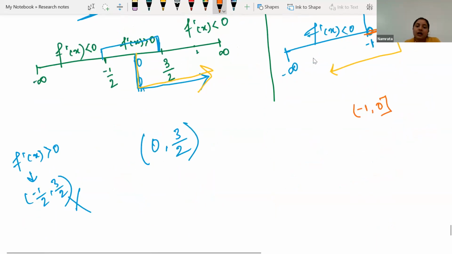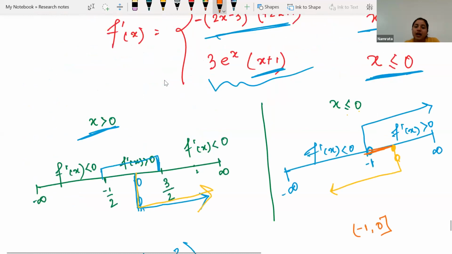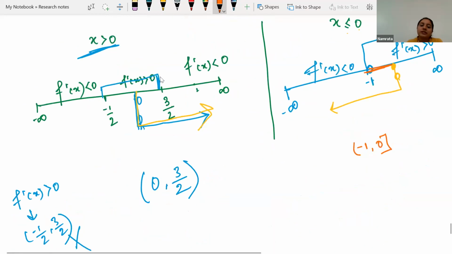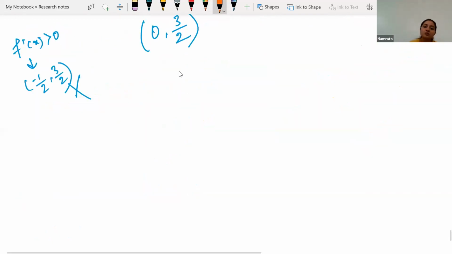Now when we are having a piecewise function, we will be taking the union overall. What is the interval where the function is increasing? So overall this region plus this region where the function is increasing. So union we will be taking, not the intersection. Overall these are the regions where our function is increasing.